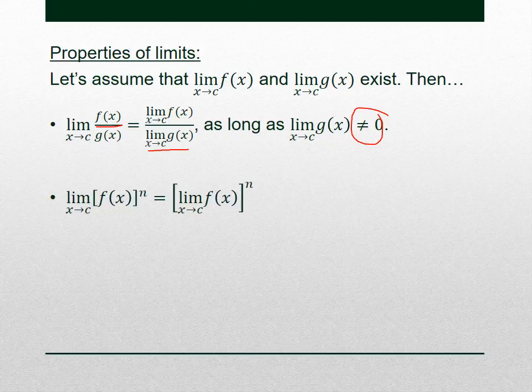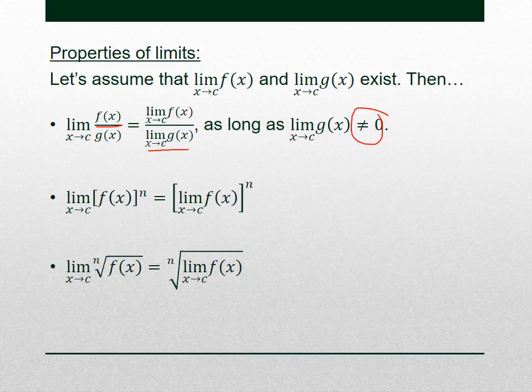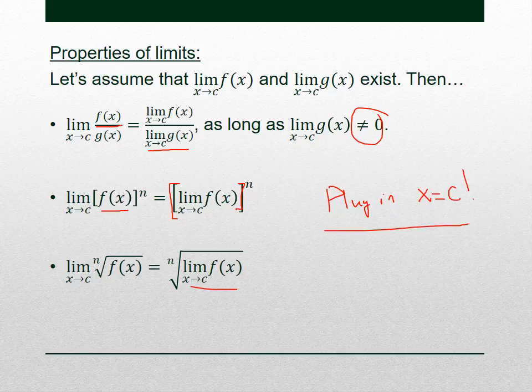And there are two more properties that are really the same in disguise. If you have a function raised to the nth power, then you can just take the limit and then raise that limit to the nth power. Or if you have a function and you're taking the nth root of it, then you can just take your limit and then take the nth root. So all of this amounts to just try to plug in x equals c first. And as long as you don't get a denominator equal to 0, you'll get a number, and that is what your limit is.